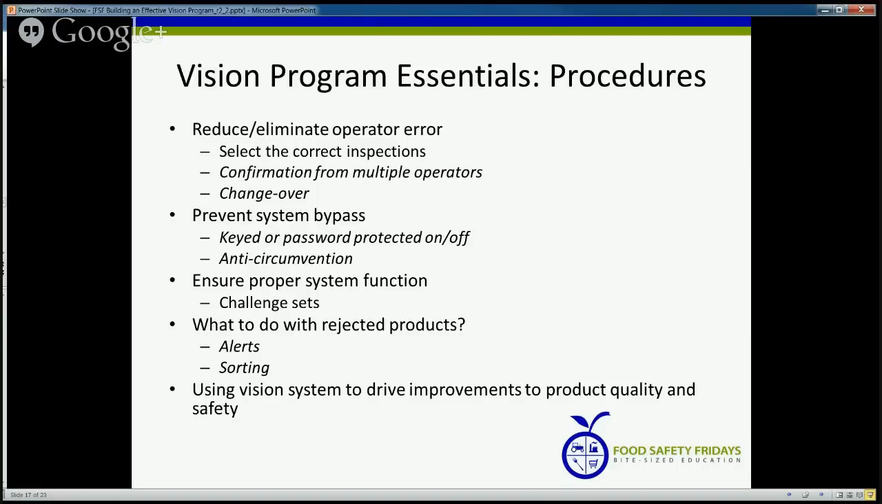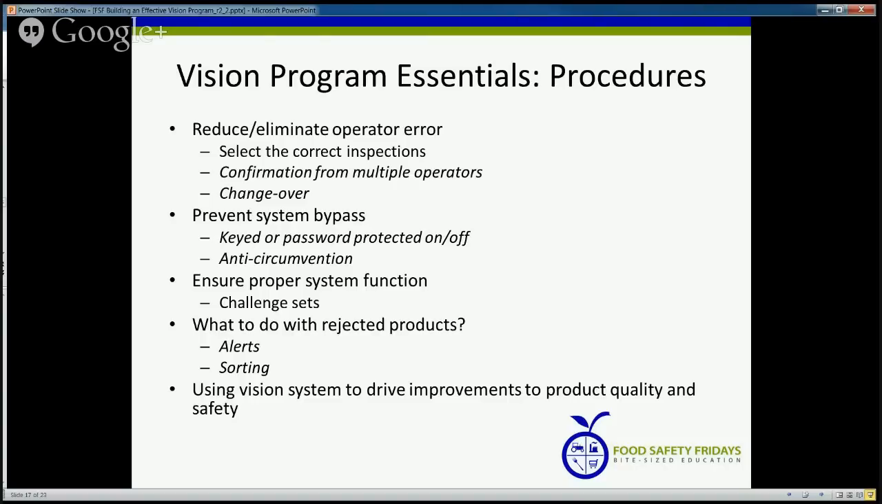Also, another important factor is systems to prevent bypass of the system. If, for example, the production line is geared towards getting a certain number of products out before the end of their shift, there may be temptation there to bypass a vision system if it's catching lots of problems and preventing them from reaching their quotas. So having a vision system that has a key or a way to lock out a bypass of the system is ideal.